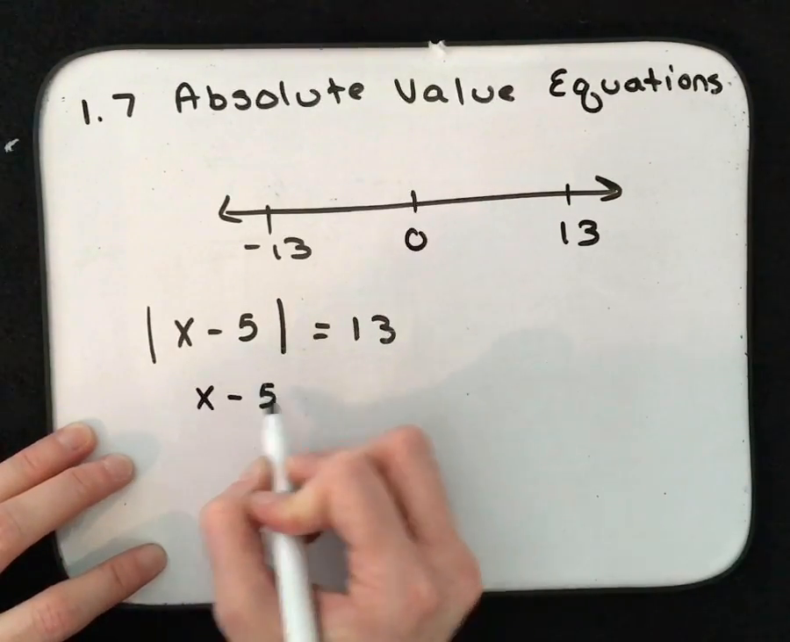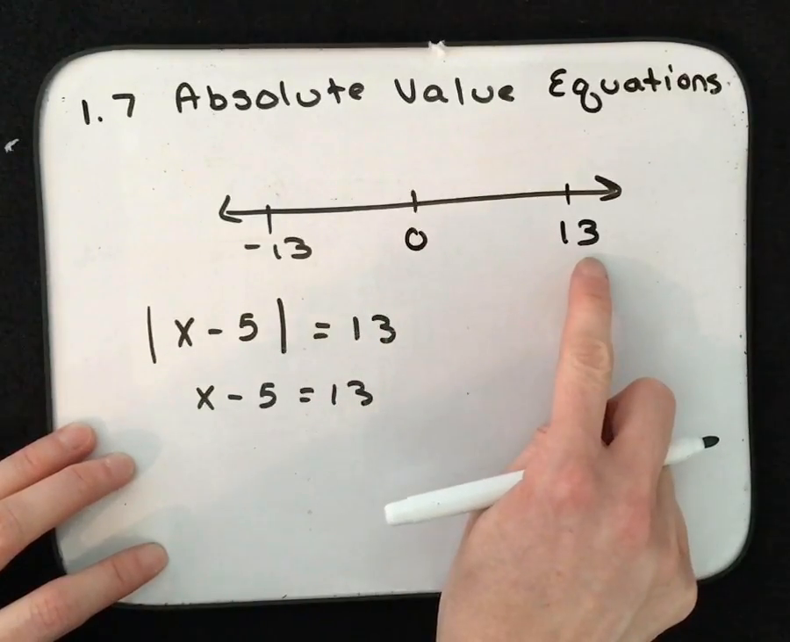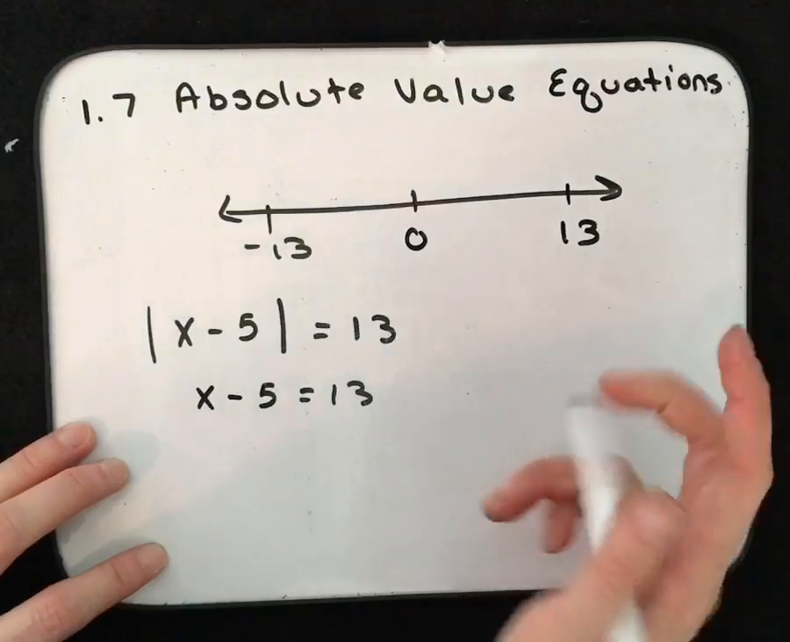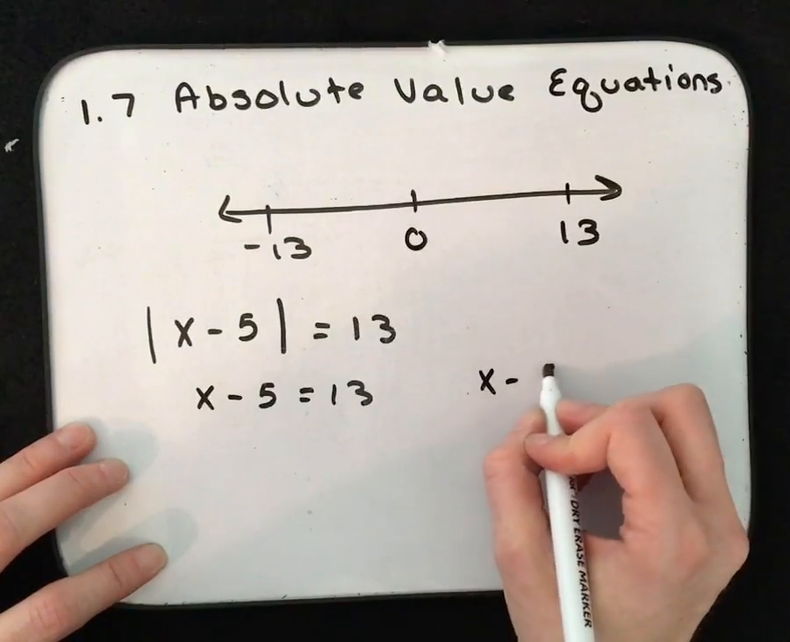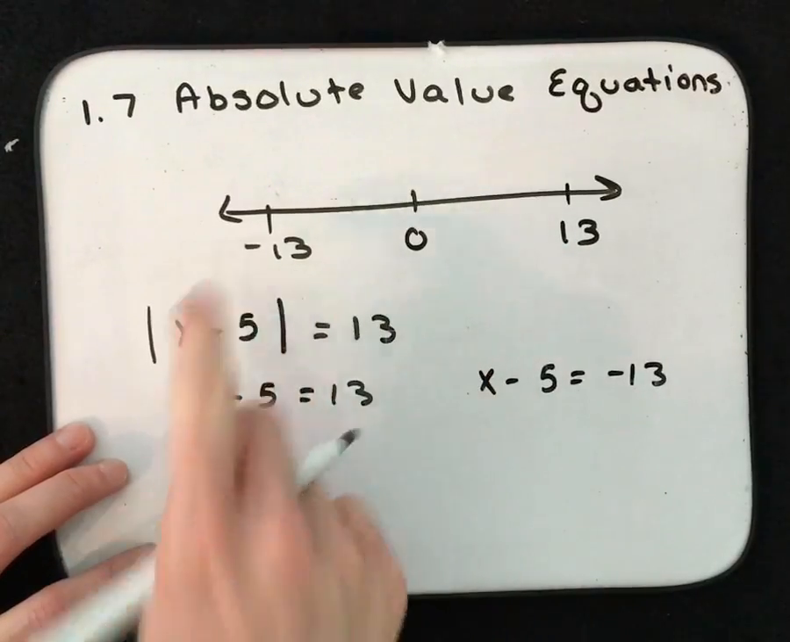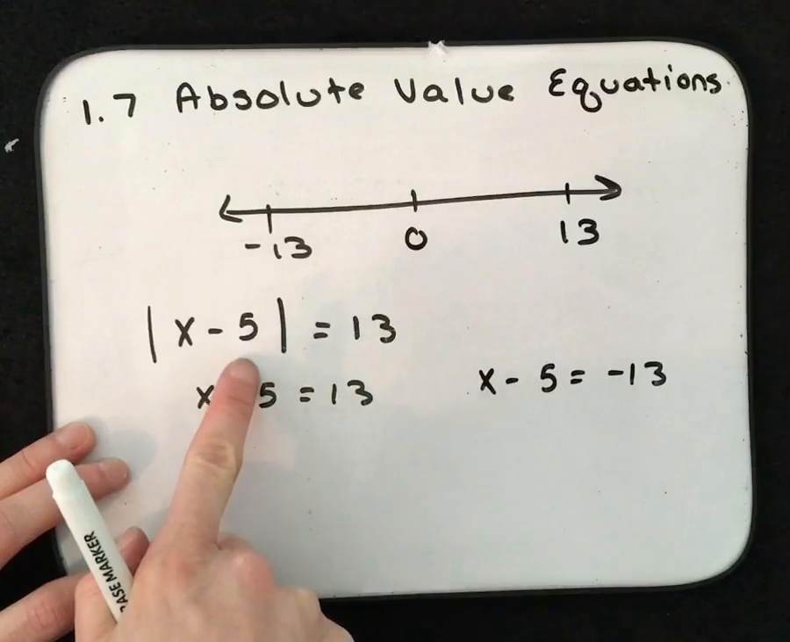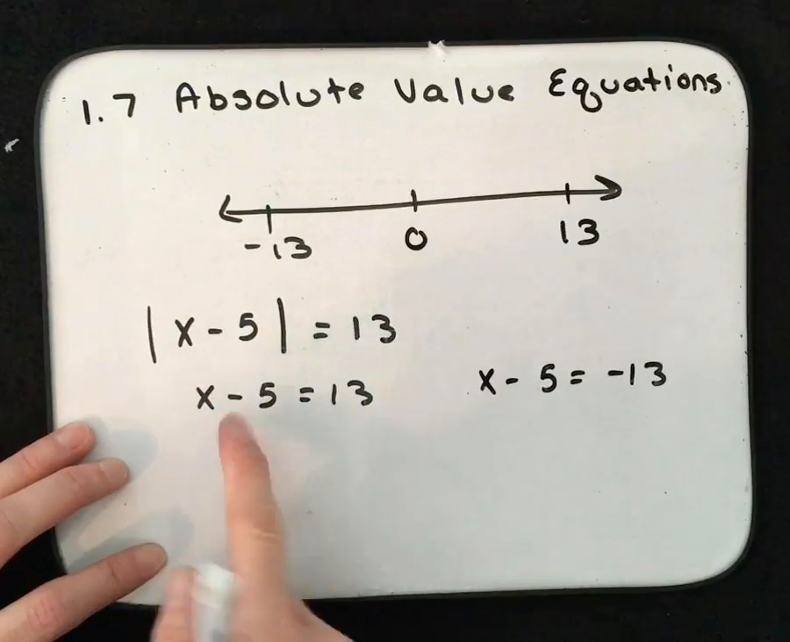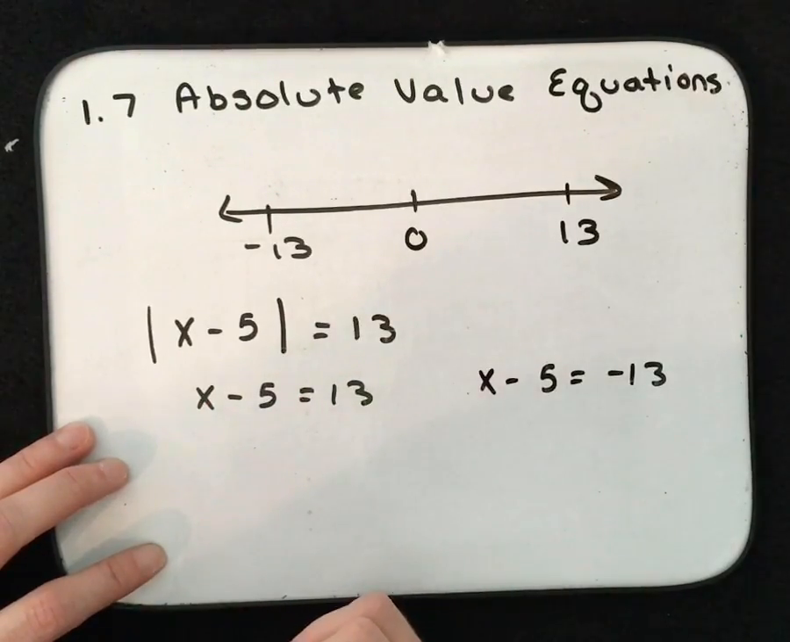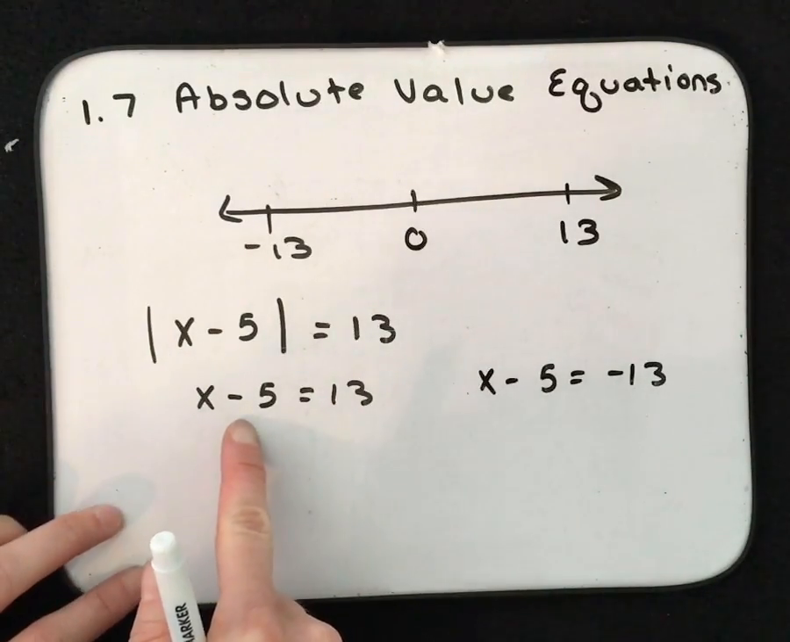I need to consider x minus 5 could be 13, resulting in a positive 13 spaces from 0. But I also need to consider that x minus 5 could be negative 13, resulting in negative 13 spaces from 0. So I have 2 equations that I need to solve in order to solve this absolute value equation. So solving this, we work through just like we did with any other linear equations. First thing we would do is add our 5 to both sides.